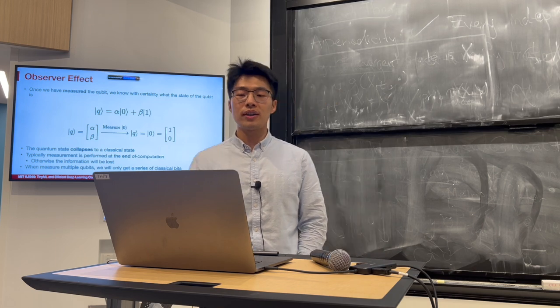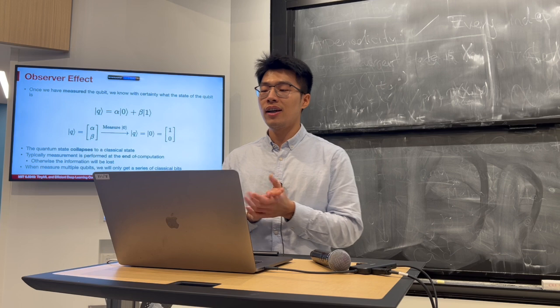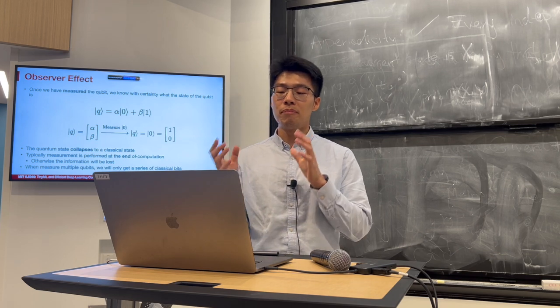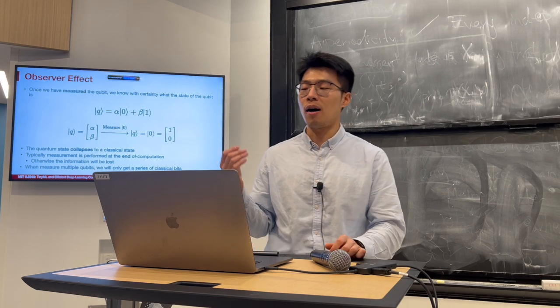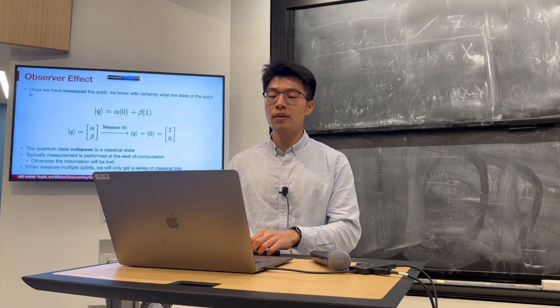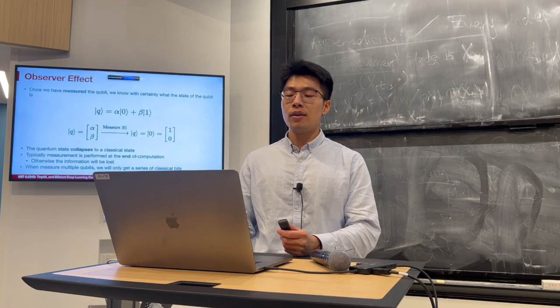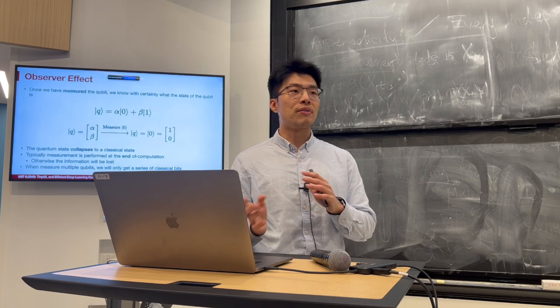So as we mentioned, there will be an observer effect, which means that when we measure the qubits, we obtain each of the eigenstates, either a 0 or 1, with a certain probability. So the quantum state is said to collapse to the classical state. We don't know what the exact state is before we do the measurement.